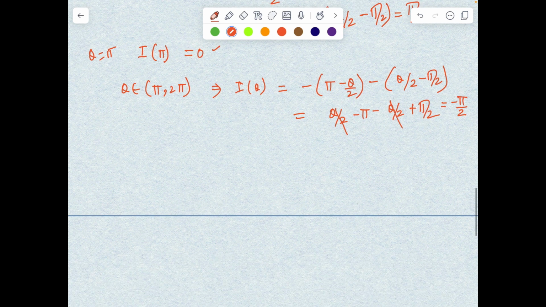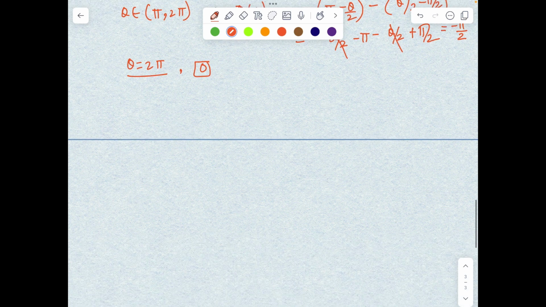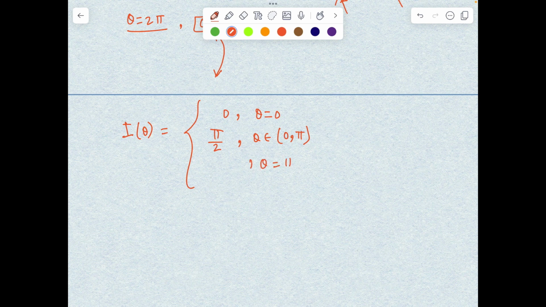Right, now in the third window, this is that, and at theta equal to 2 pi, we already know the answer is 0. So clubbing together all the information, now I am finally equipped with the I theta value. So I theta behavior is 0 for theta equals 0. It behaves as pi by 2 for theta belonging to 0 to pi. At theta equals pi, the value is back to 0. At theta belonging to pi to 2 pi, in this interval, we are having minus pi over 2, and it's back to 0 at theta equals 2 pi.